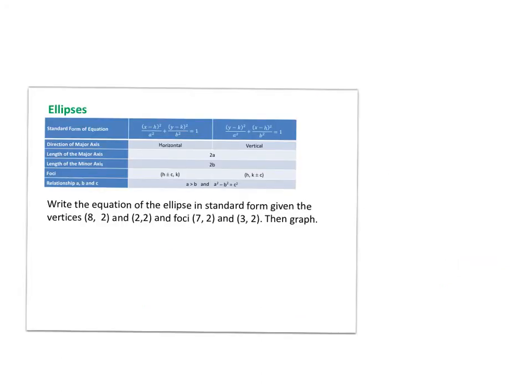Okay, so now we're going to talk about ellipses. The important thing to remember with an ellipse is that a is the bigger number in the denominator, which means it's the major axis. So in this first one, if a is under the x, your ellipse is going to be going in this direction. If a is under the y, then your ellipse is going more in the vertical direction.